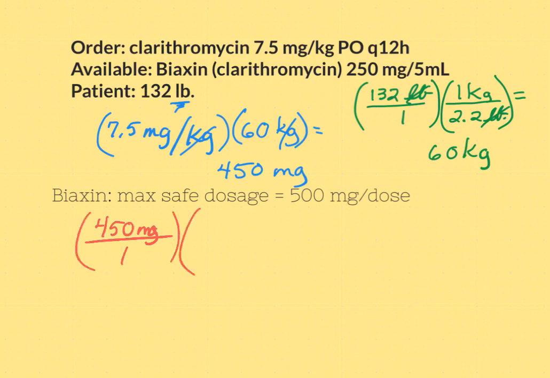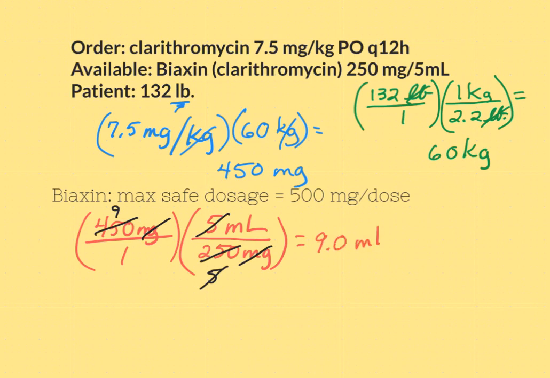All right, and we have it available in 250 milligrams, remembering I need to flip that ratio, take the reciprocal, in order to get my milligrams to cancel, along with some common factors, and that will give me 9.0 milliliters.